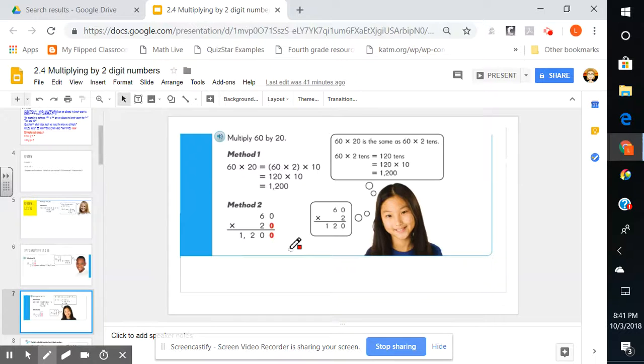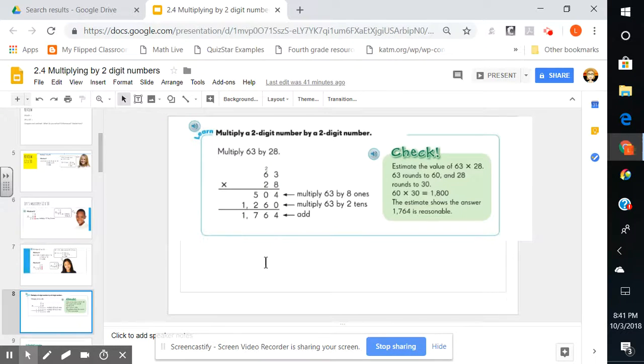Method 2. Let's try that method 2, 60 times 20. So first we look in the ones place. Well, if the ones has a 0, immediately put a 0 in the ones place. Then you're going to move over to the tens place, and then you start multiplying like you normally would. 2 times 0 is this 0 over here at the bottom. Then 2 times 6 is 12, and we'll get 1,200. Let's keep going.